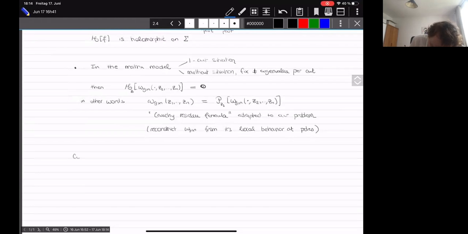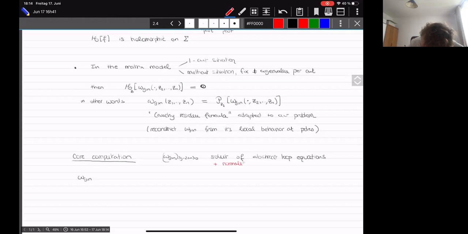So now is the core computation. Imagine I take a collection of omega g,n that solve abstract loop equations. I'm going to write that omega g,n is normalized in the sense that we have this. Any of these two properties are equivalent.